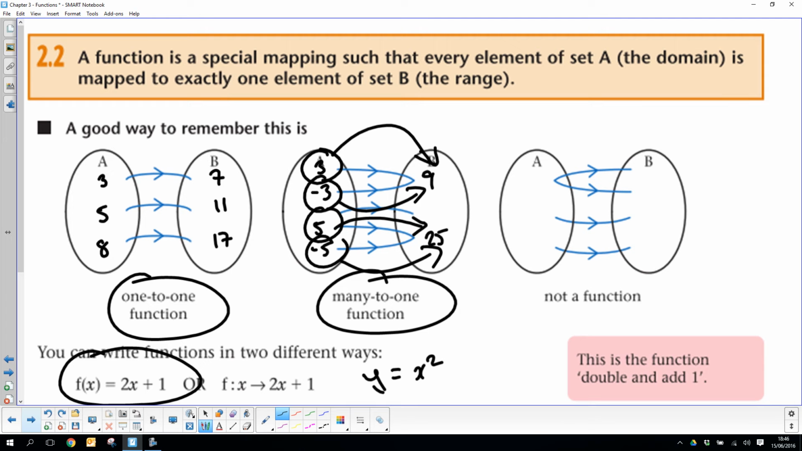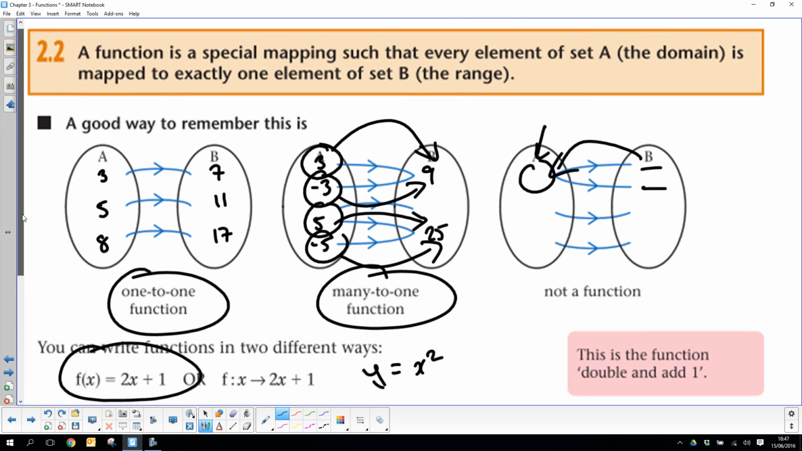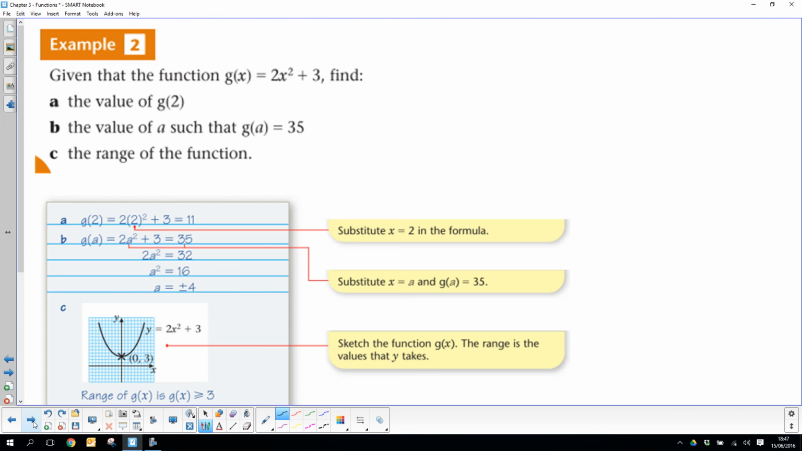Whereas if we had a function that was something like square root, actually no, that's a terrible example, let's not use that. But ultimately, if we have a value here that, when we do our operation, ends up mapping onto different values in the range, that is not a function. That cannot happen. So let's have a look at a couple of examples in example 2.